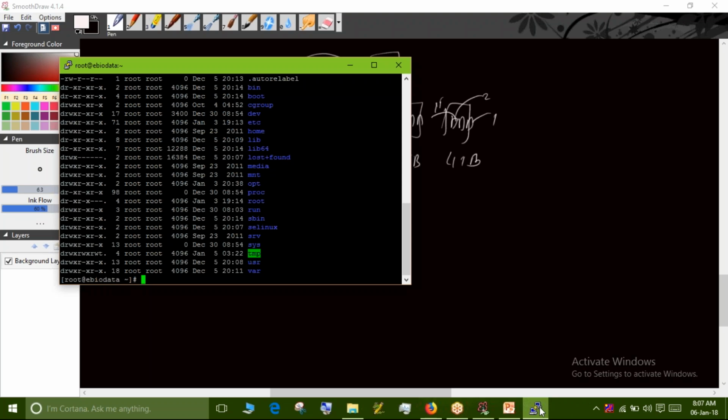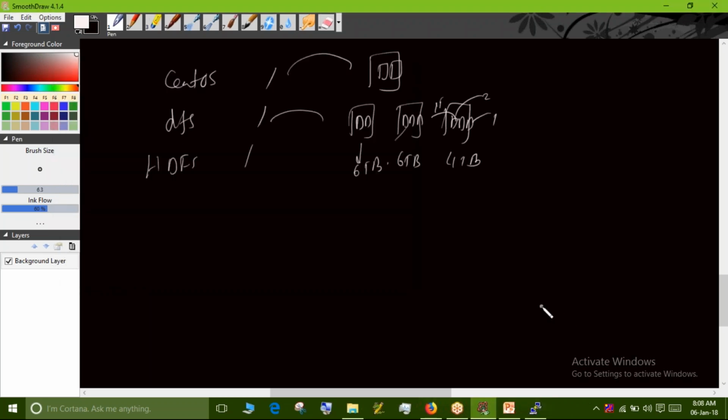You got the understanding now? Yes. So this transition, if you are able to understand why we are moving from your normal file system to distributed file system, if you are able to understand this, you are done. You can easily understand HDFS.